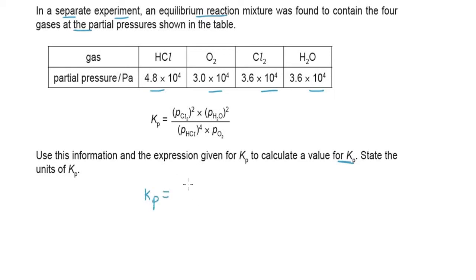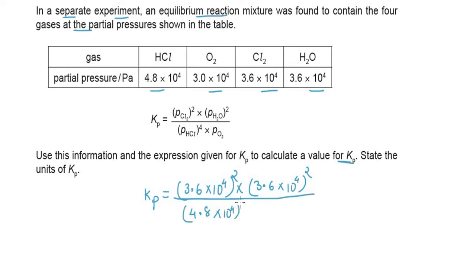Partial pressure of chlorine is 3.6 into 10 power 4, squared, into partial pressure of water, that is 3.6 into 10 power 4 again squared, divided by partial pressure of HCl, that is 4.8 into 10 power 4 to the power of 4, into the partial pressure of oxygen, that is 3.0 into 10 power 4, which doesn't have any power, and this gives us the value 1.05 into 10 power minus 5.